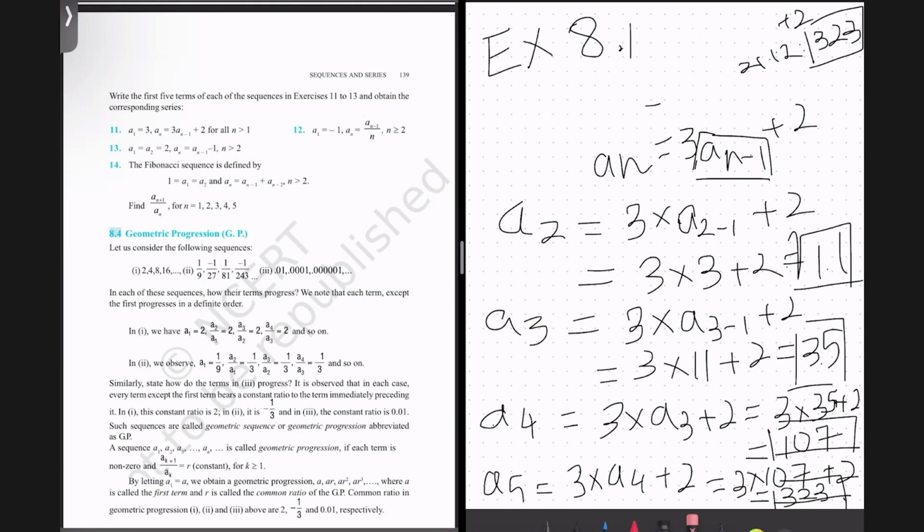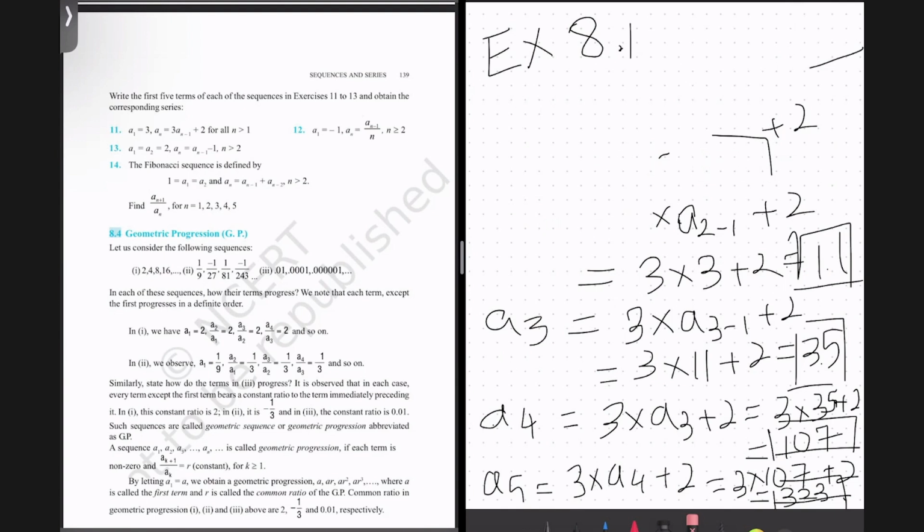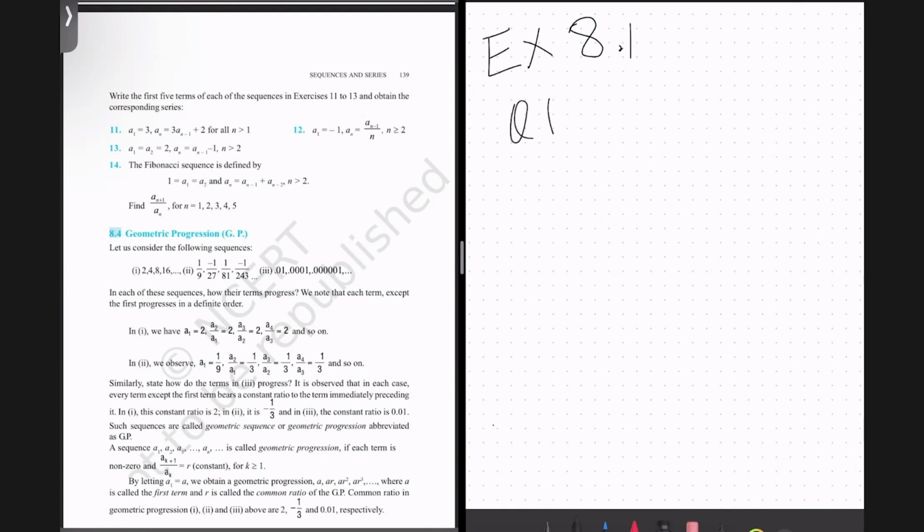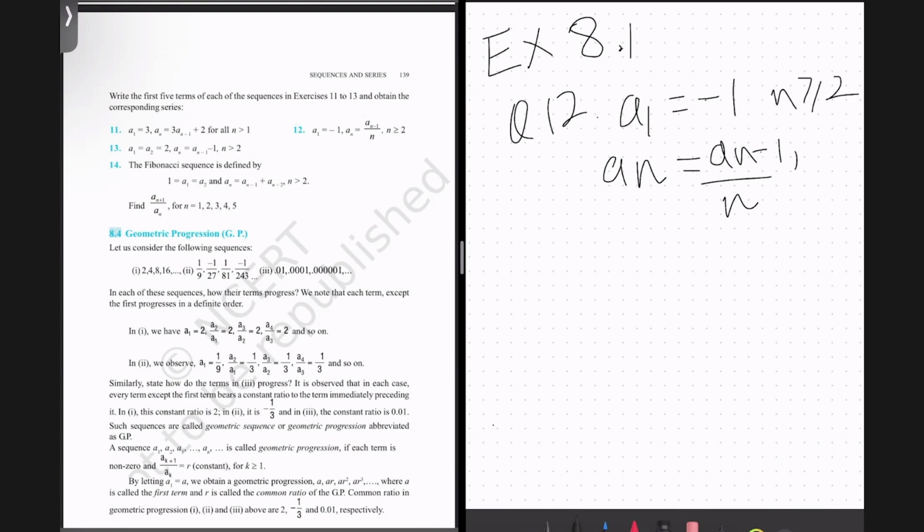Moving on to the 12th question, right? In the 12th question, we have A of 1 equals to minus 1, and we need to find A of n equating to A of n minus 1 upon n for n greater than or equal to 2.